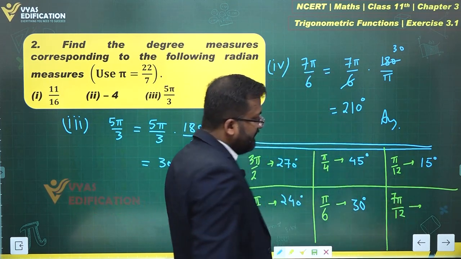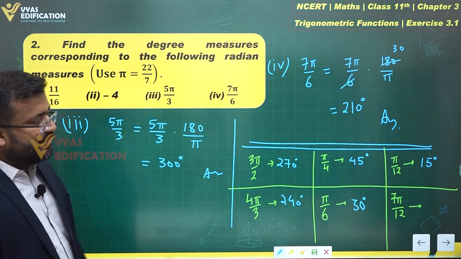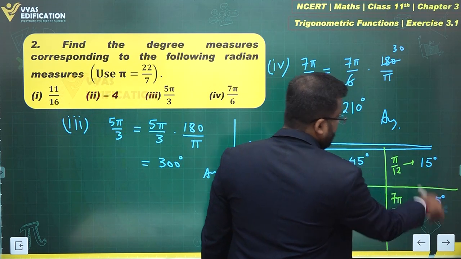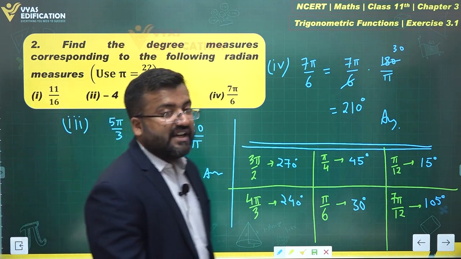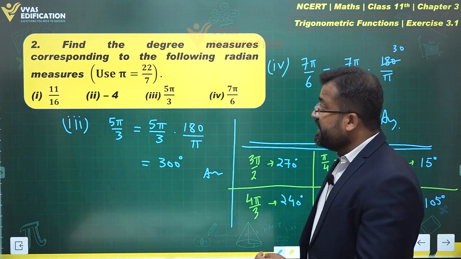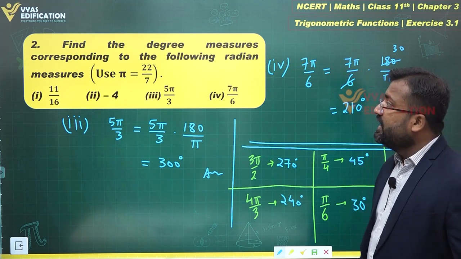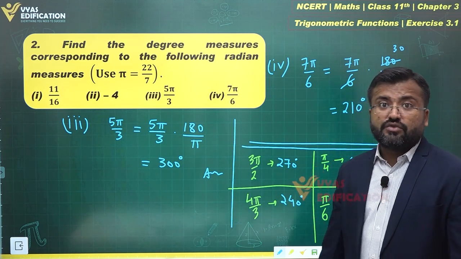And 7 pi by 12 is 7 times 15 degree. What do you think that would be? 7 times 15 degree is 105 degree. And yes, those are some more standard angles for which we should be aware of the values in terms of degrees and radians both. This is all for this question over here.